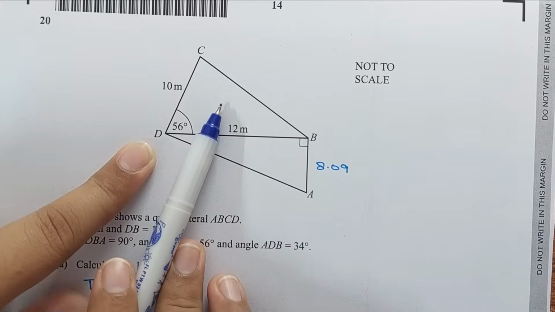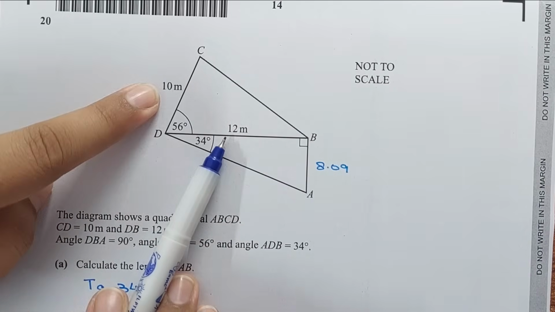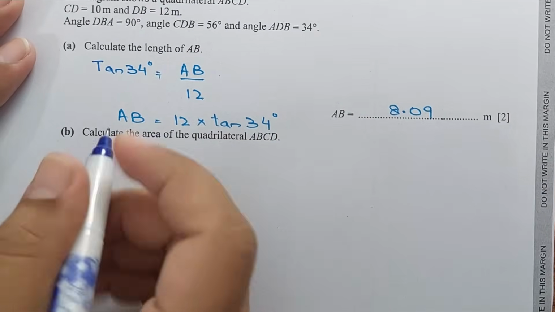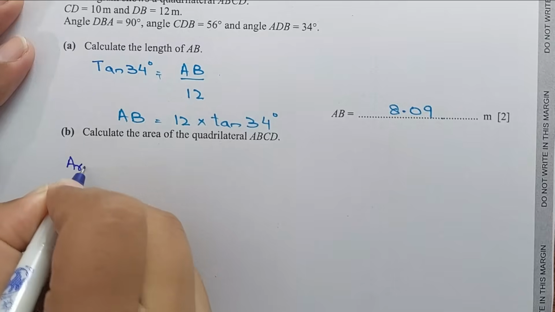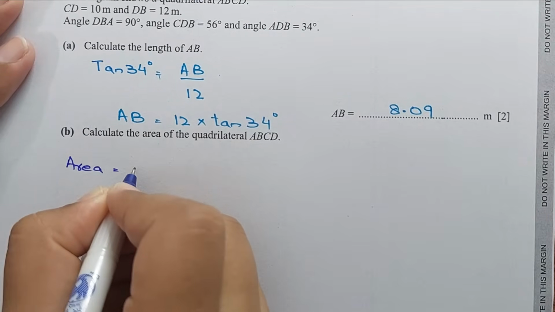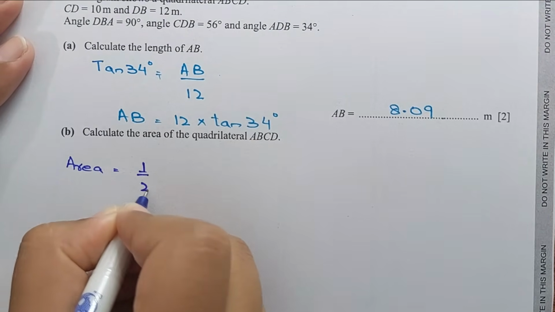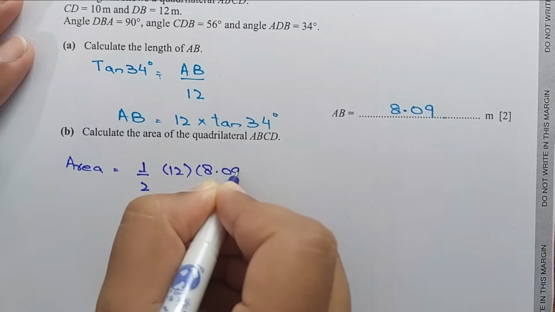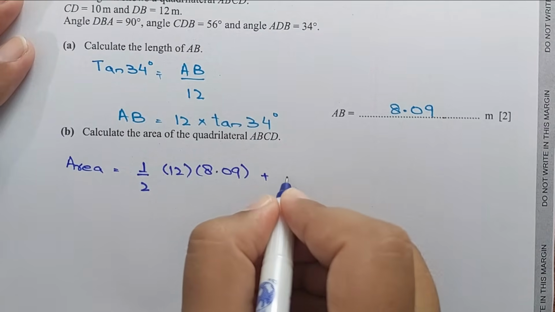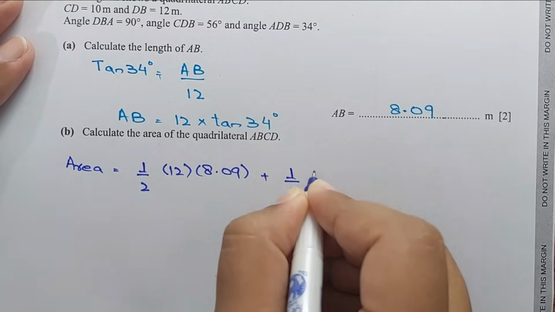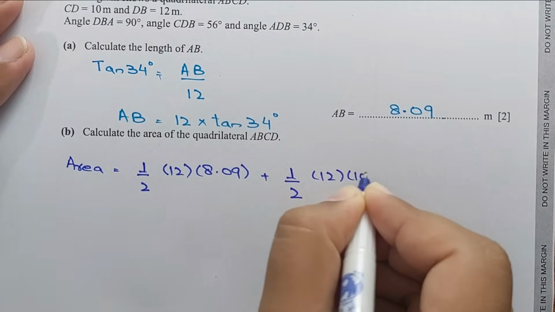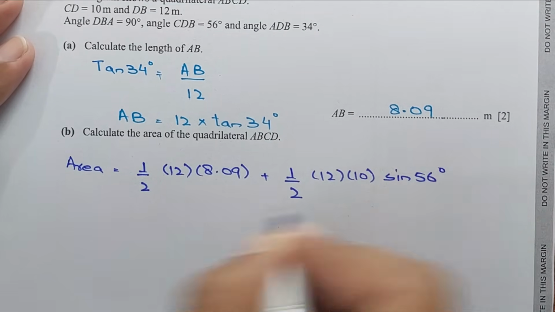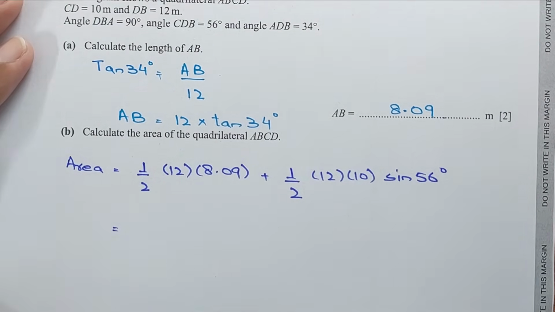For this triangle, its formula is half the product of two sides and the sine of the angle between them. All right. Now the area of the quadrilateral is equal to the area of a triangle, which is half base times height. Base is 12 and the height is 8.09, plus the area of the other triangle, which is half, the two sides are 12 and 10 and the sine of the angle between them, that is 56 degrees. All right. Now let me calculate this.